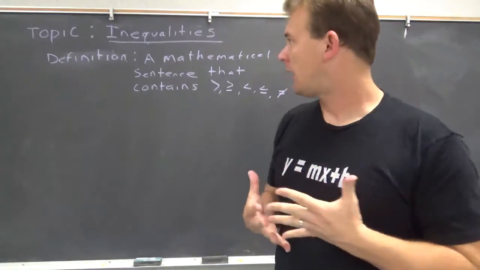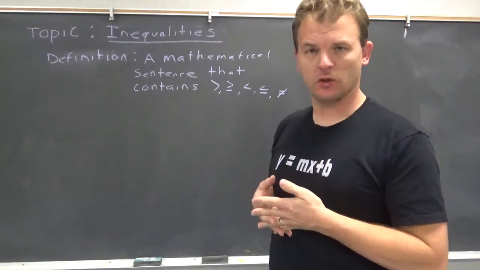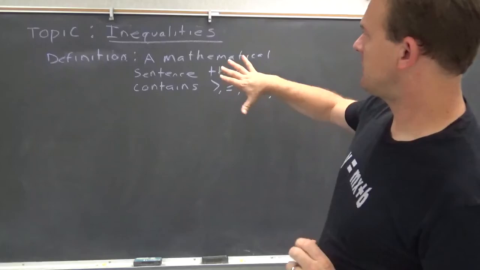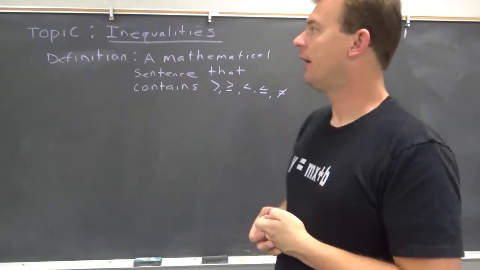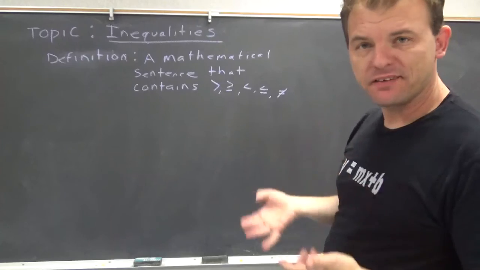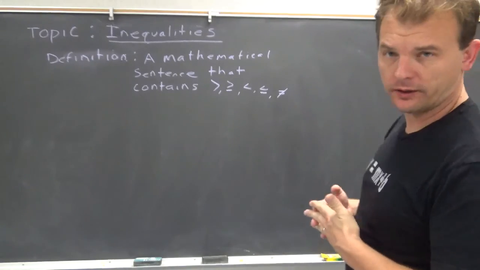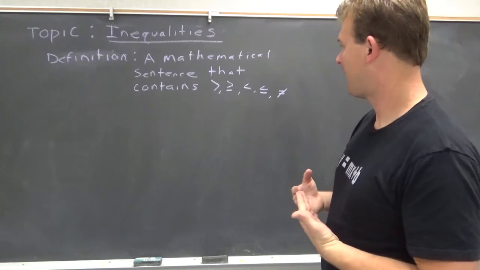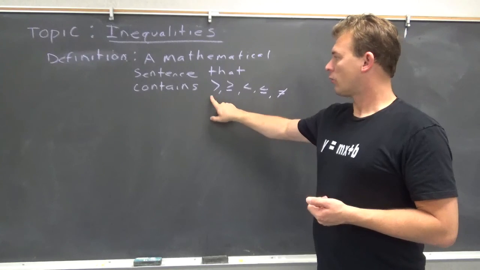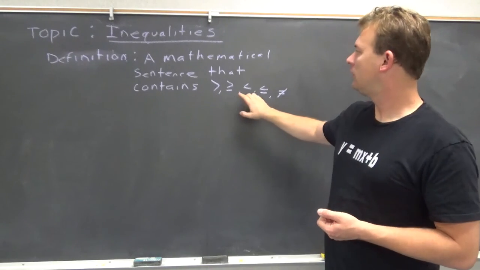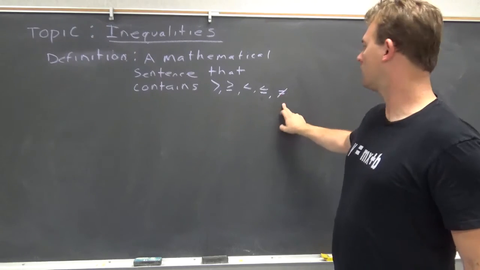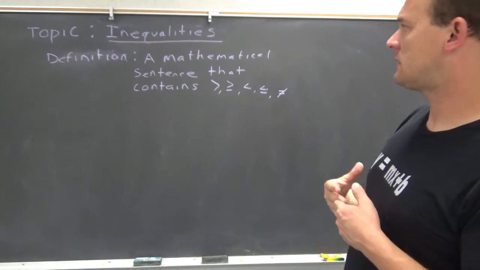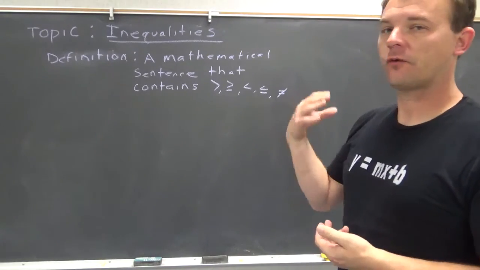Okay, our next topic is essential for greater than or equal to of something. So this is a topic about inequalities. Now, start with the definition. An inequality is a mathematical sentence that contains greater than, equal, less than, or equal. So these are something that we're dealing with, like greater than or equal to.